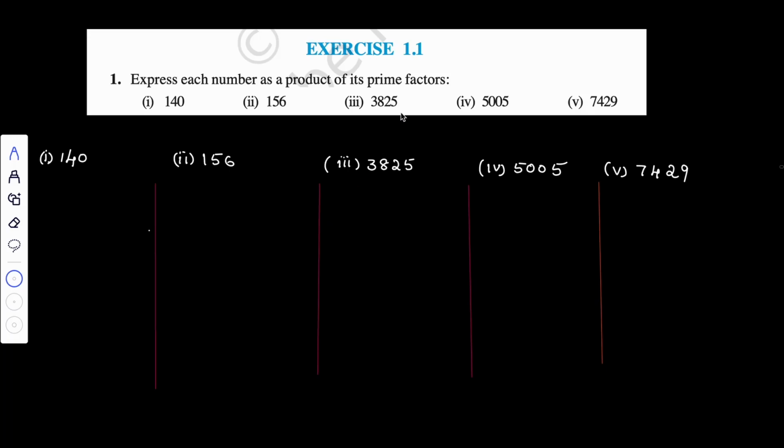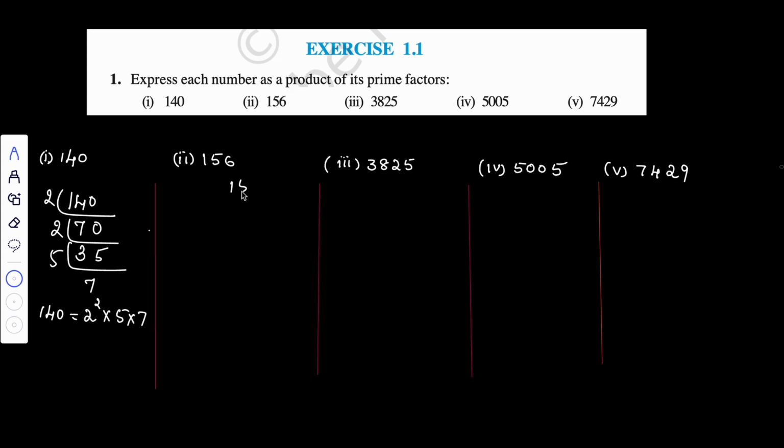Students, today we are going to exercise 1.1 from real numbers. First question, express each number as a product of its prime factors. It is given, first one is 140. 140 we can divide by 2, 70 times it goes. Again we can divide by 2, 35, 5, 7 times. So 140 is equal to 2 square into 5 into 7.